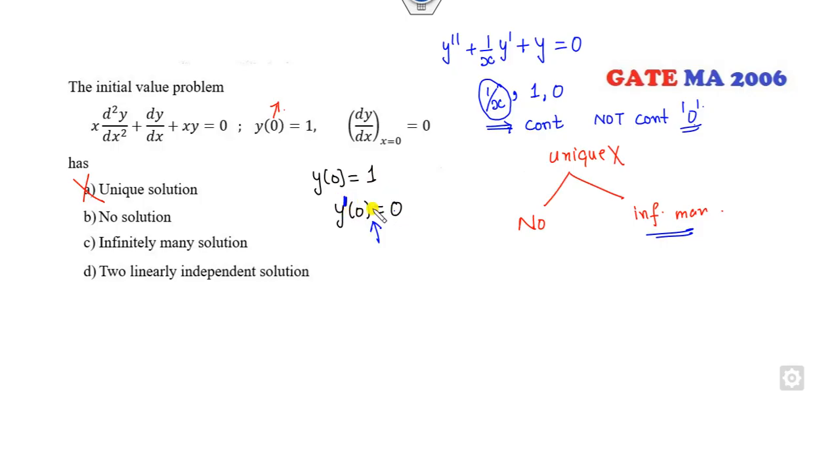What is the meaning of the derivative? First derivative 0, saddle point. Fine. It means infinitely many is not possible. So no solution is the right answer of this problem. There does not exist any y which satisfies these properties from here.